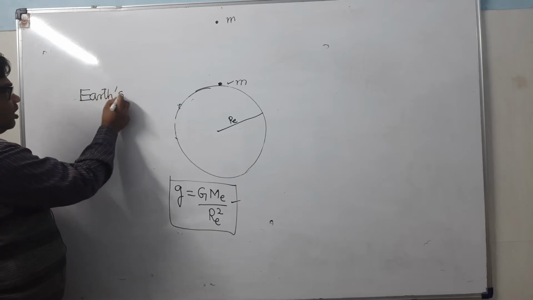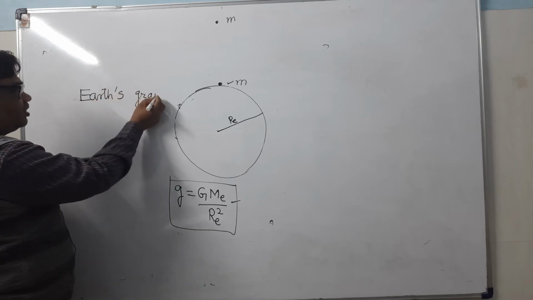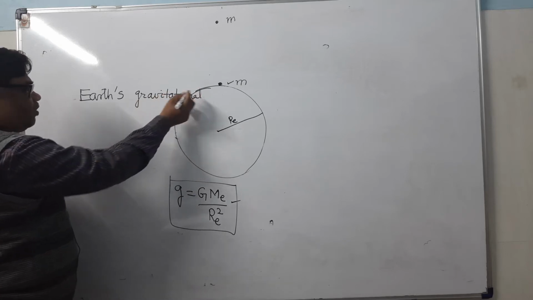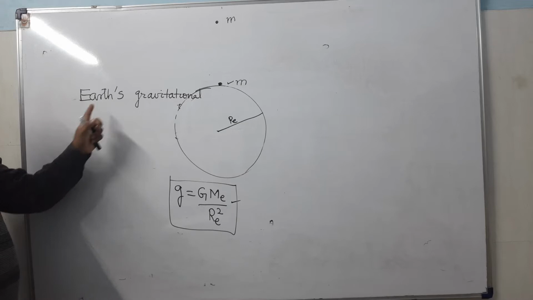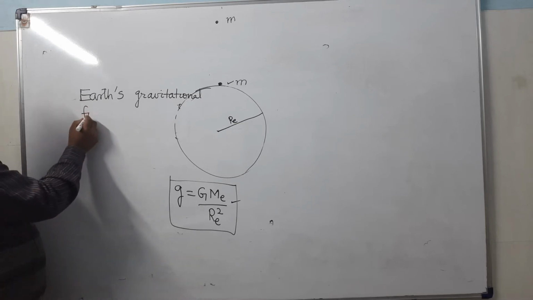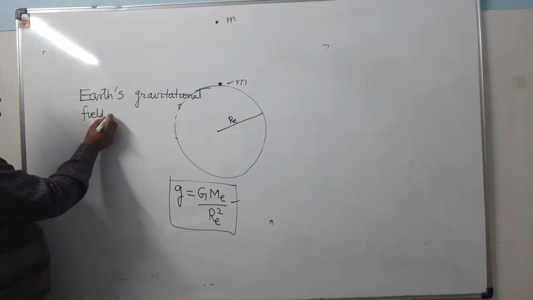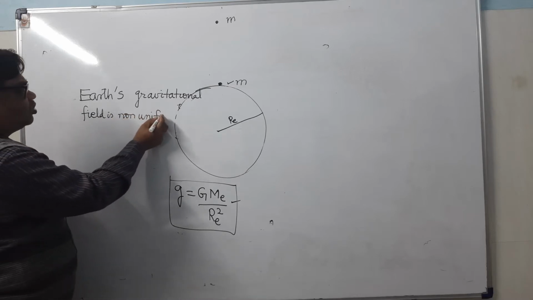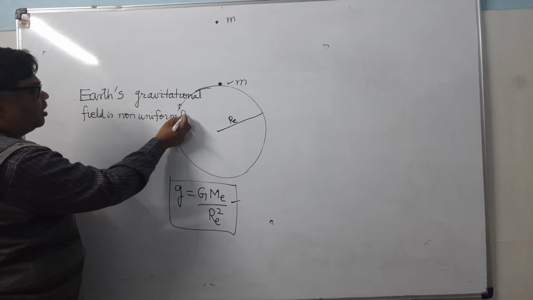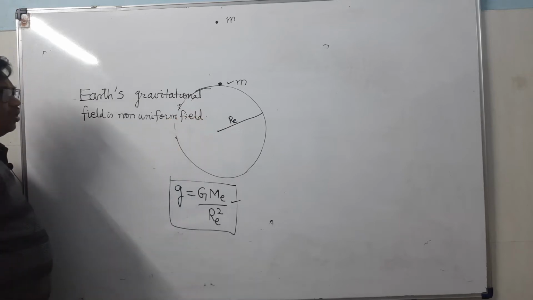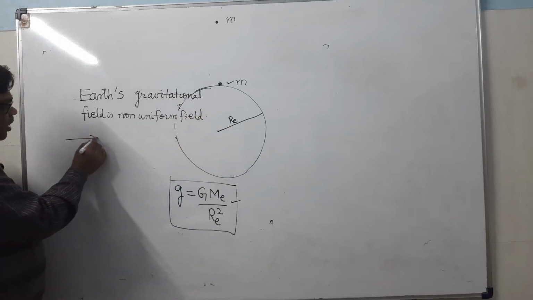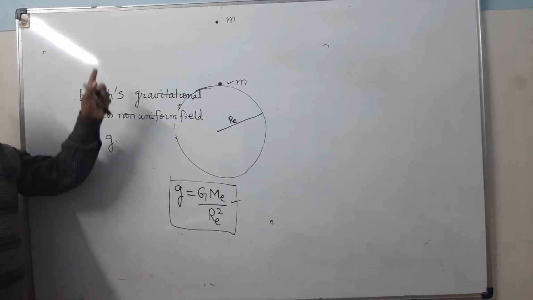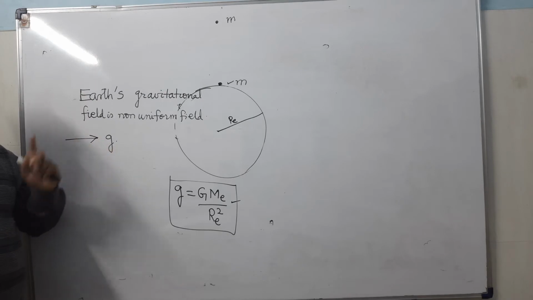Earth's gravitational field, or any gravitational field, is a non-uniform gravitational field. Here we are talking about the Earth's gravitational field, which is a non-uniform field. Now see here, since it is a non-uniform field, the value of g will not be constant. On going above the Earth's surface, the value of g decreases.